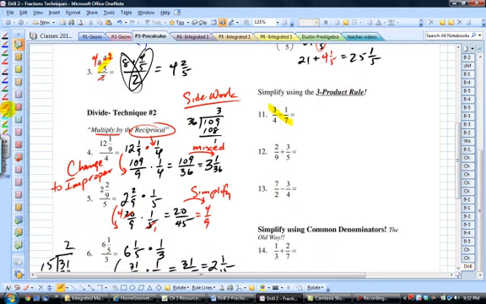That's step 1. Step 2 is the right cross product. Step 3 is the lower product here. That's why I call it the 3 product rule, because you multiply 3 times. Believe it or not, it works for all adding and subtracting. Okay, so step 1, step 2, step 3.